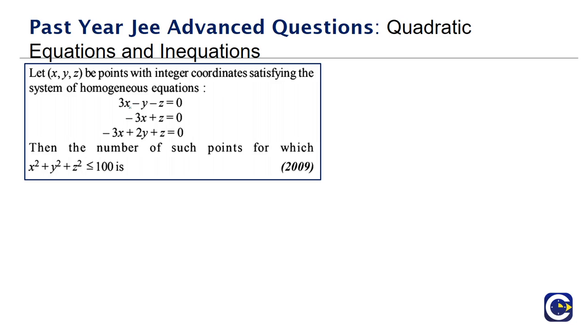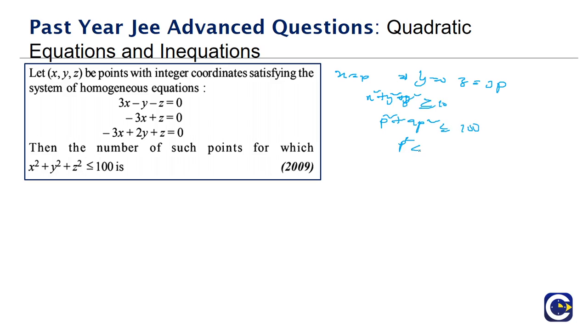They give 3x minus y minus z is equal to 0, minus 3x plus z is equal to 0, minus 3x plus 2y plus z is equal to 0. Then the number of points is such that x square plus y square plus z square is less than or equal to 100. So let us assume x is equal to p, where p is an integer, then y is equal to 0 and z is equal to 3p. But they give x square plus y square plus z square is less than or equal to 100. So if you substitute that, p square plus 9p square is less than or equal to 100.